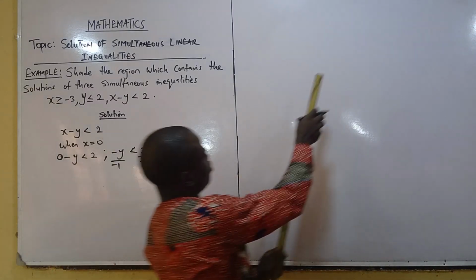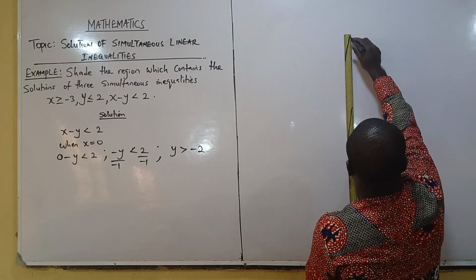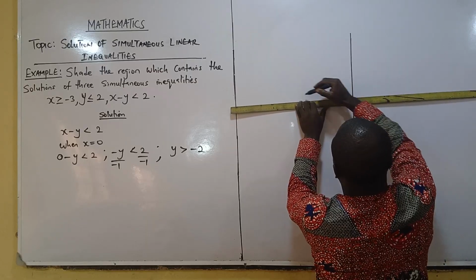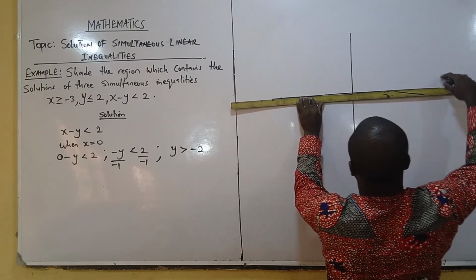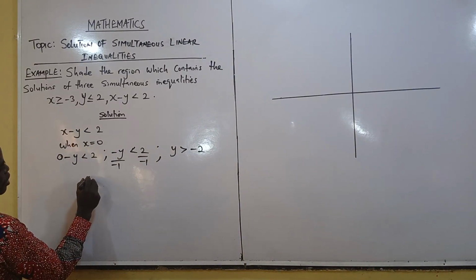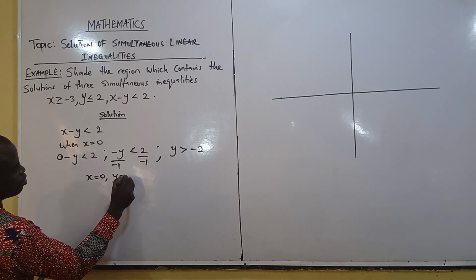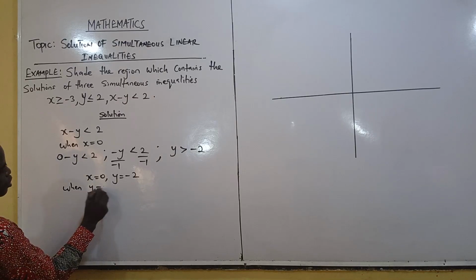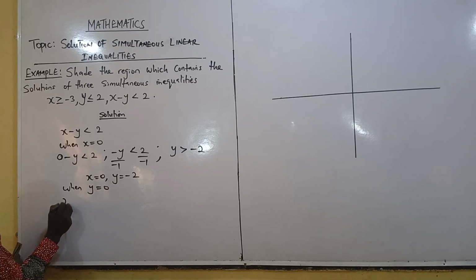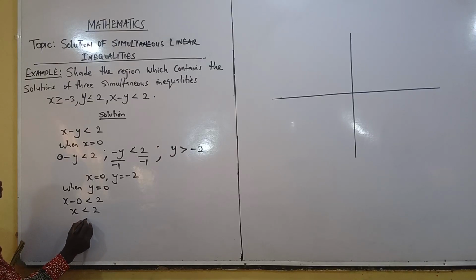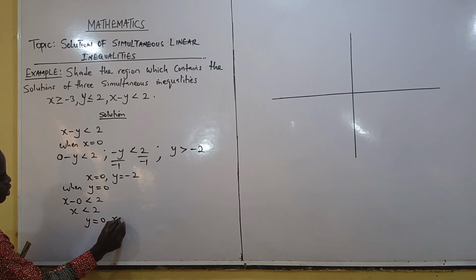Now let's plot the graph. Before then, we need to look for the other one. We only got when x equals 0. That is x equals 0, y equals minus 2. Now let's see what to do when y equals 0 likewise. When y equals 0, what will be our x? x minus 0 less than 2. x minus 0 is x less than 2. So when y equals 0, x equals 2.